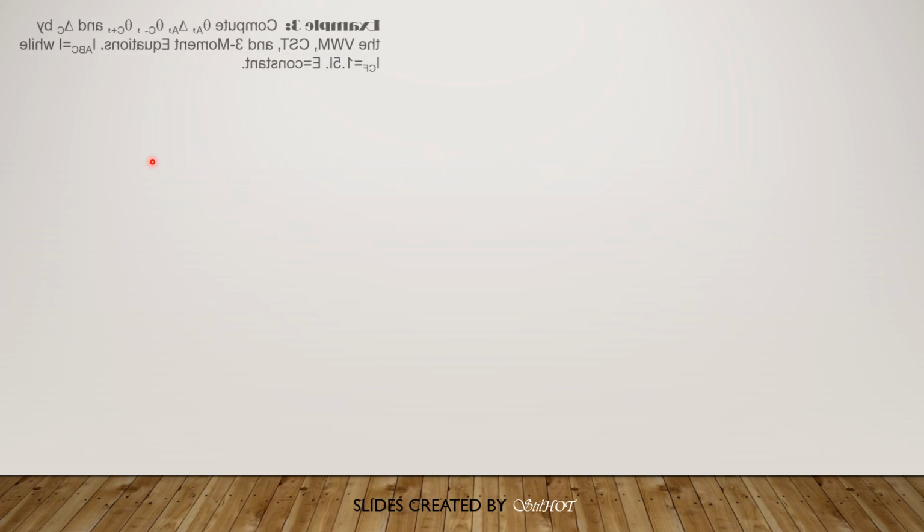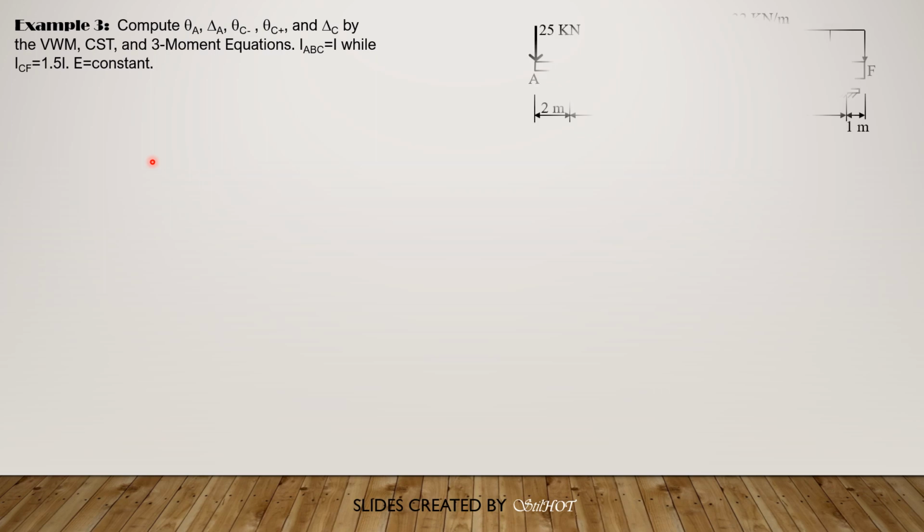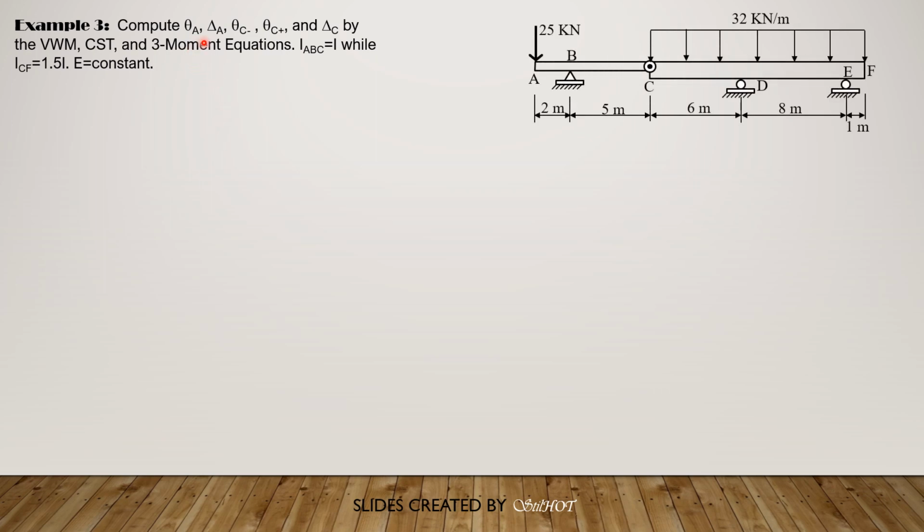So here is the third example. Compute theta A, delta A, theta C just to the left, theta C just to the right, and the deflection at C by the virtual work method, Castigliano's second theorem, and by three moment equations. Take note, the moment of inertia of beam ABC is I, while that of CDEF or CF is 1.5 I, and the modulus of elasticity E is constant.